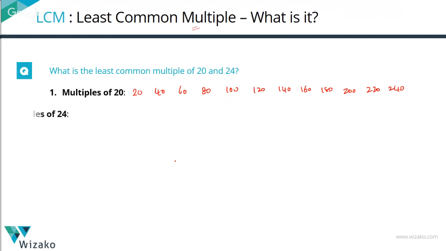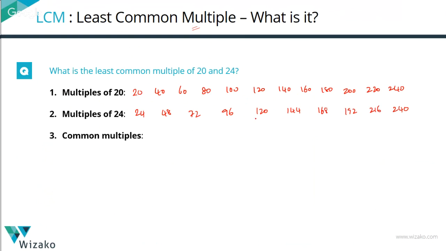List down multiples of 24. 24, 48, 72, 96, 120, 144, 168, 192, 216, 240. Got enough of these multiples in place. We got multiples of 20, multiples of 24. Let's pick multiples that are common to both these numbers.